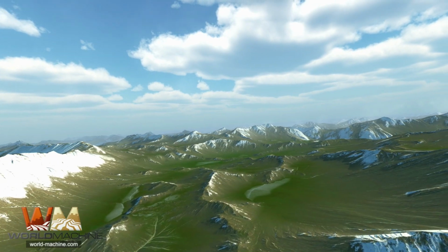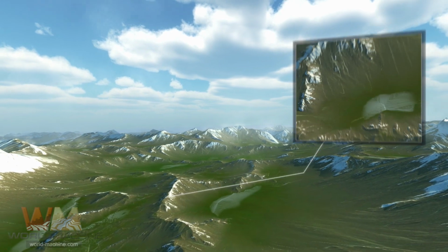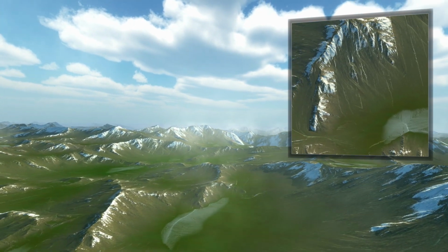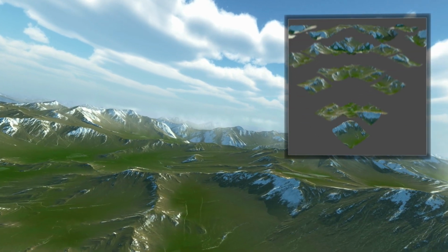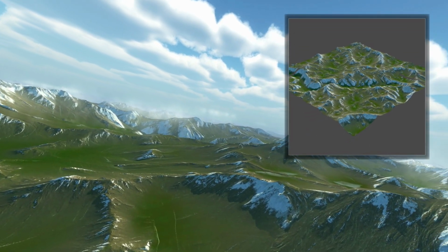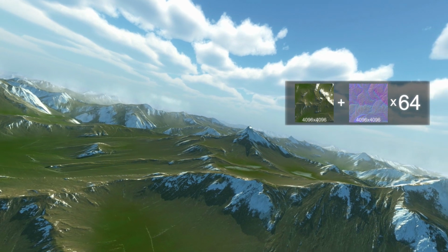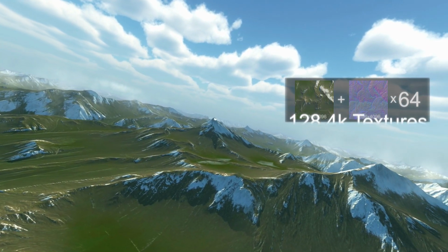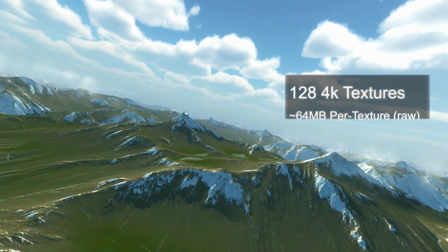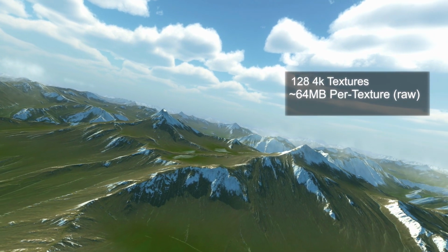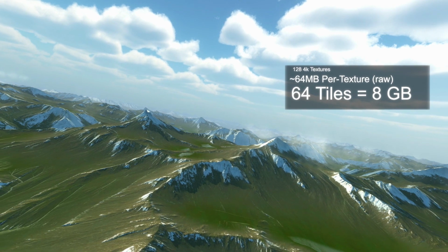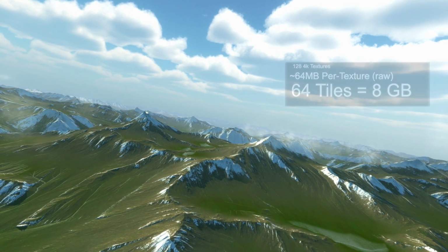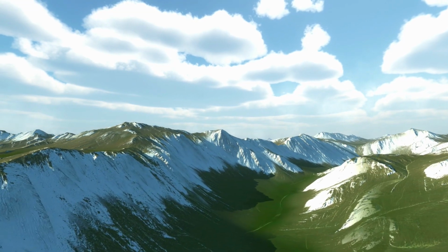We will be using a mesh terrain made in World Machine, which by the way fully supports multi-tile UV geometry and tile texture exports. It's a simple model mesh divided into 64 tiles. Each tile has one diffuse and one normal, both at 4K, bringing the total number of textures used to 128. Each texture contains approximately 64 megabytes of uncompressed raw data, bringing the total amount of textures to approximately 8 gigabytes. We will not be using any type of Unity terrain in this demo.